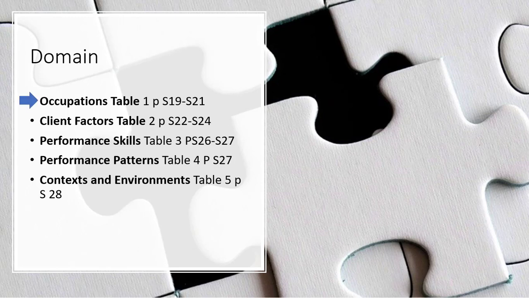The first is occupations. There are 8 categories of common occupations that we recognize as OTs. The OT Practice Framework classifies each occupation under one of these categories. Definitions are provided for each occupation. These are agreed upon definitions. Some occupations are categorized differently than you or I might typically think about them. One example might be functional mobility, which is an ADL, versus driving and community mobility, which is an IADL.